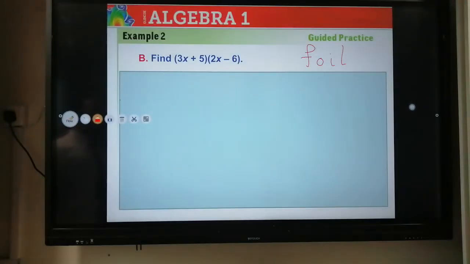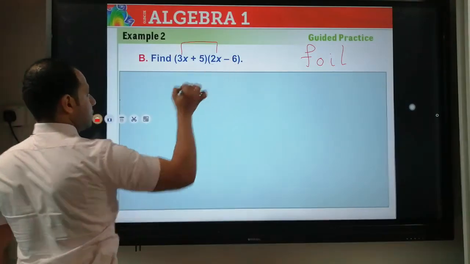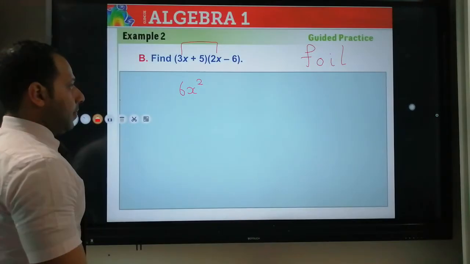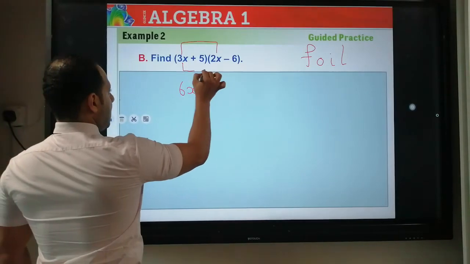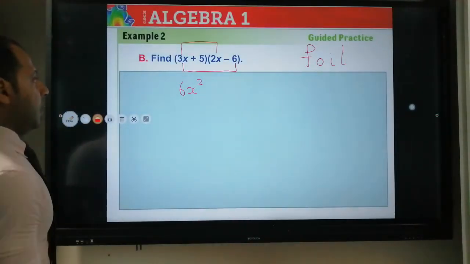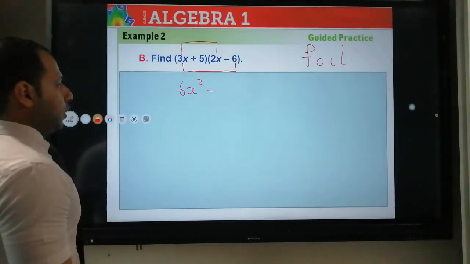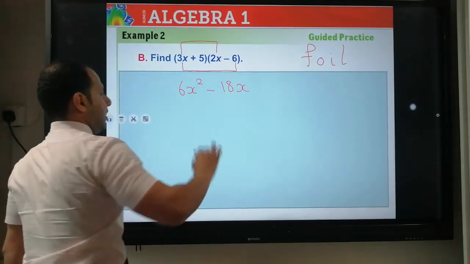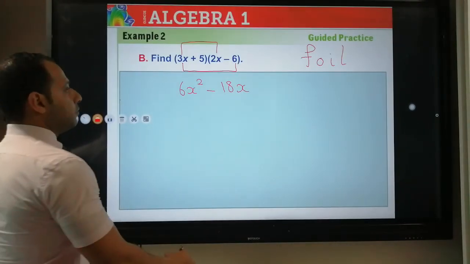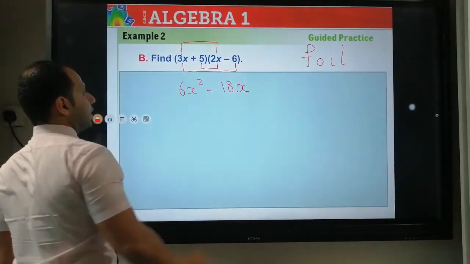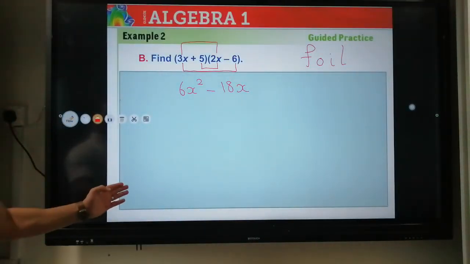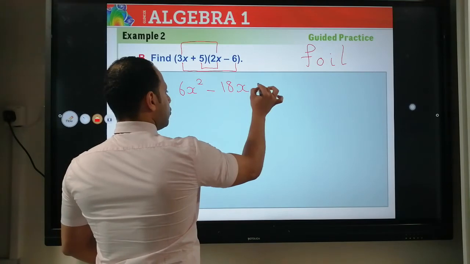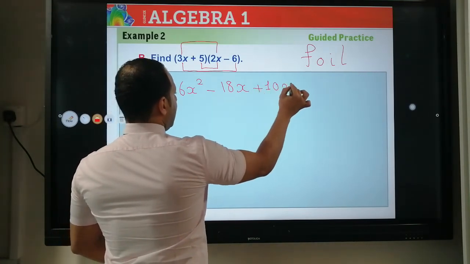F-O-I-L. FOIL means first: I take the first two terms. What is the product? 6x squared. Excellent. O means outer. Negative from the beginning, the product will be 18x. And then I means inner, so the two inner numbers, which are 5 and 2x. 5 multiplied by 2x, 10x. You must write the sign first and write 10x.